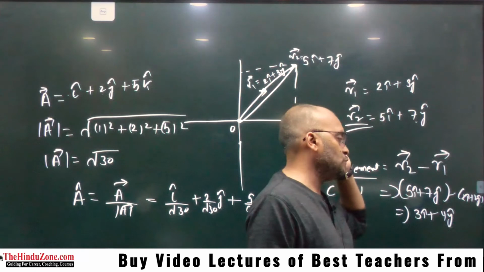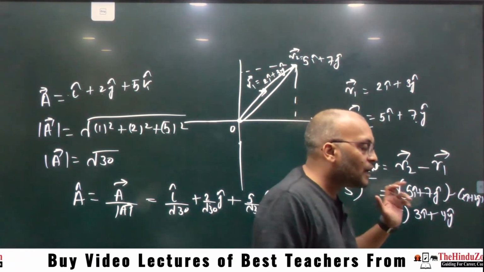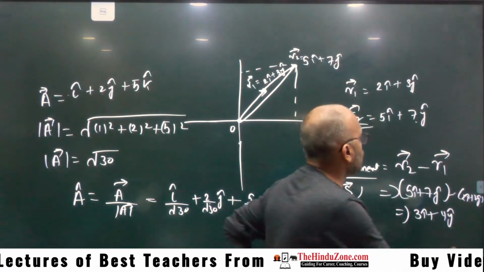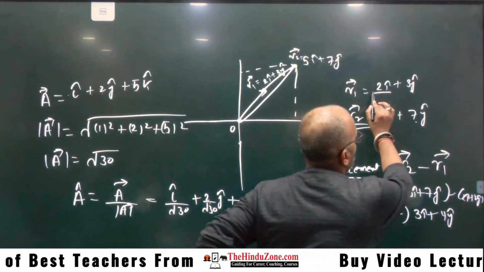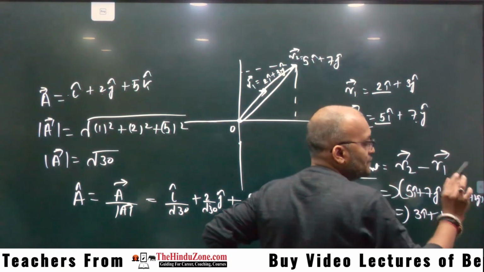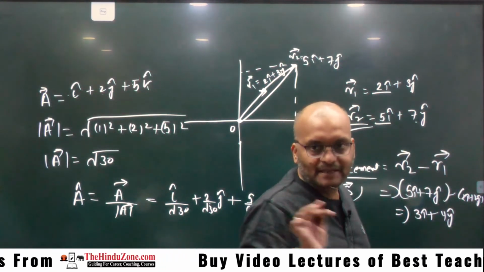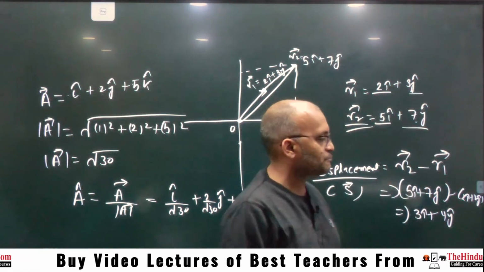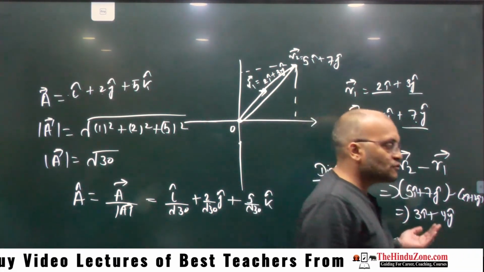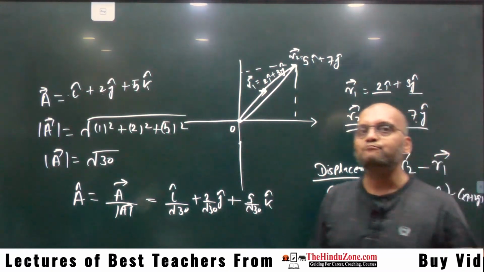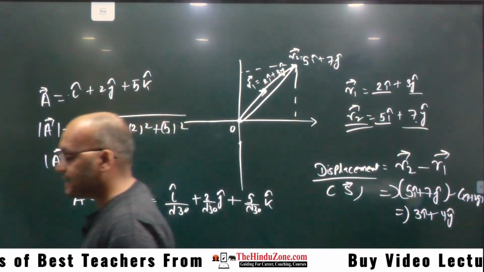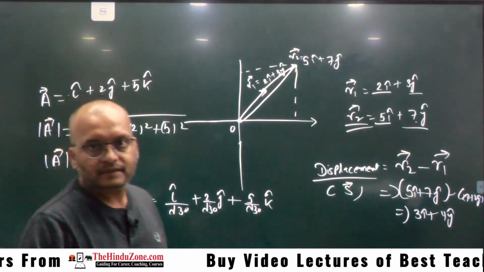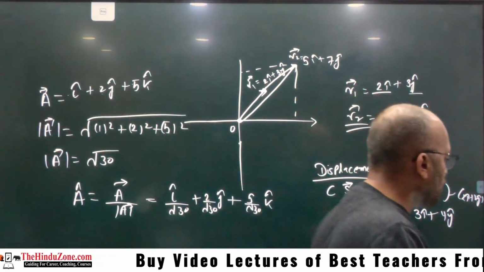Now you are getting confused. The distance along the x-axis will be subtracted from the x-axis, so 5i minus 2i, and then the distance along the y-axis will be subtracted from the y-axis, so 7j and 3j will be subtracted. You subtract i cap from i cap, j cap from j cap, and k cap from k cap. You don't intermix. Got it or not?